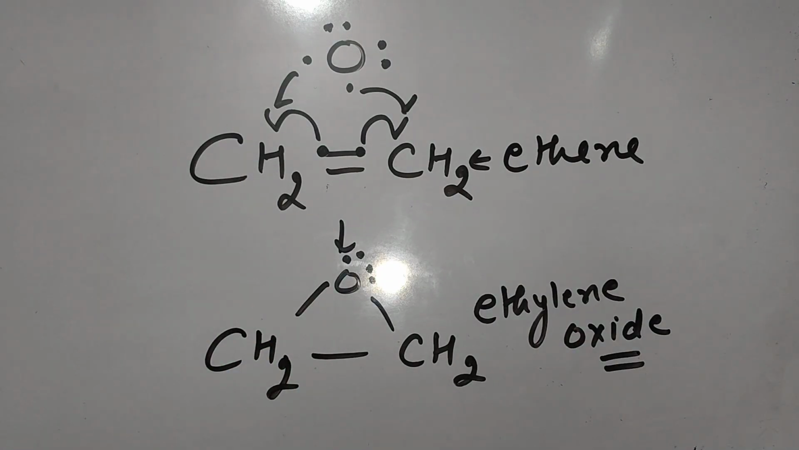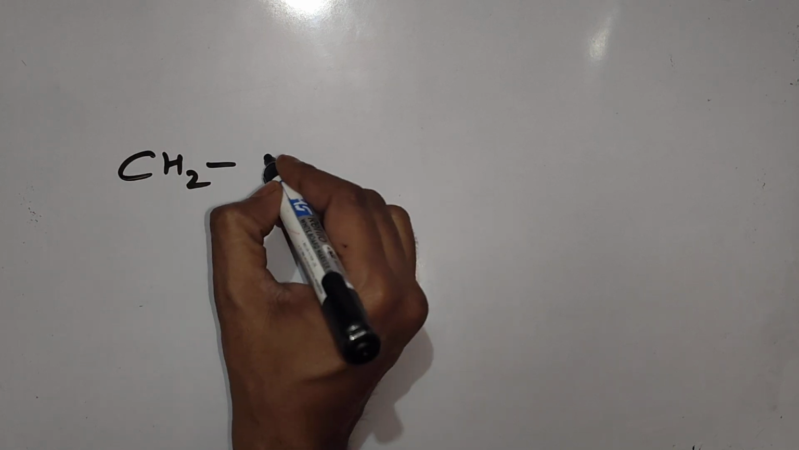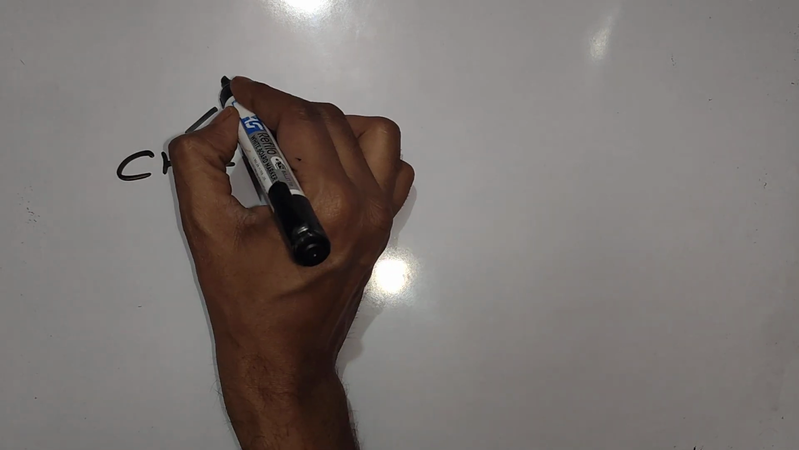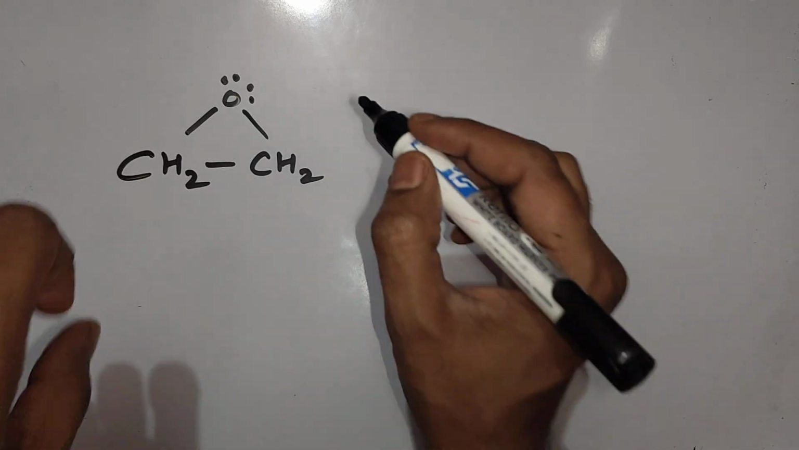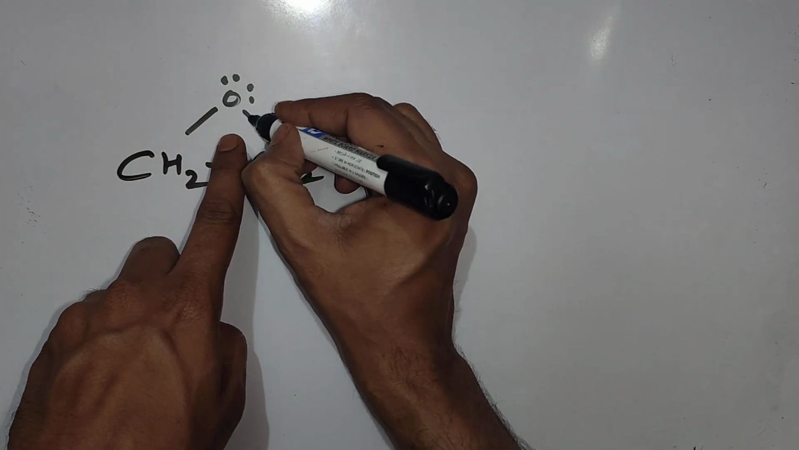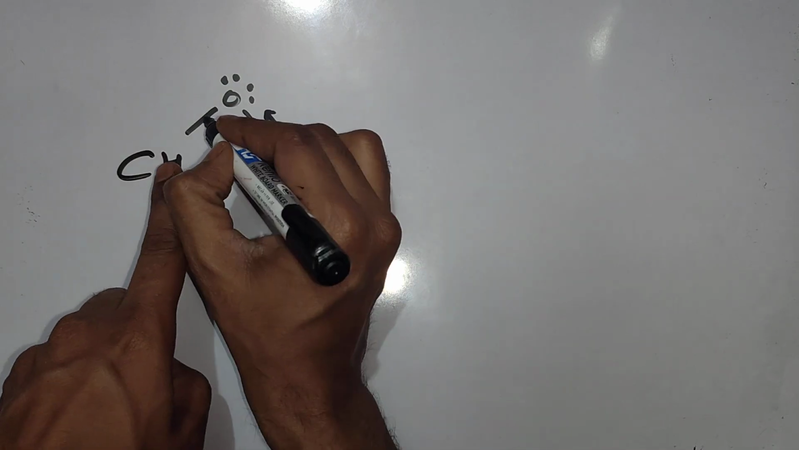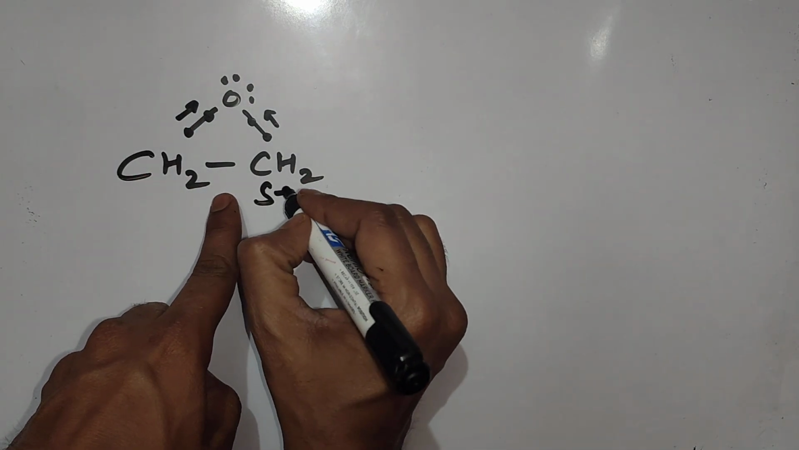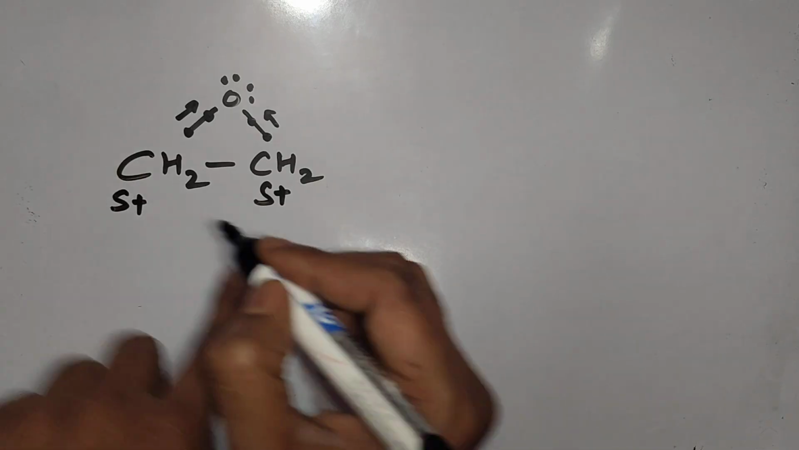Now, ethylene oxide and Grignard reagents can prepare alcohol. Check how. This is ethylene oxide. Now, as we know, oxygen is more electronegative than carbon. So these electrons are more toward the oxygen side. That's why these carbons are partially positive.